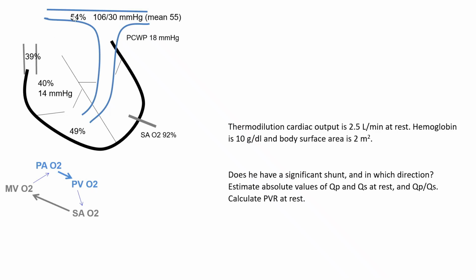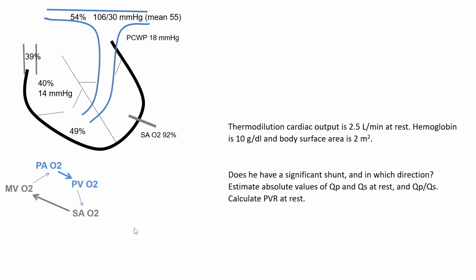So here, 39 to 54, that's way more than 8%. It must be severe left to right shunt. 98 to 92%, it's more than 5% on the left side, step down. So just using the O2 saturations can give you an idea about the size of the shunt in each direction.